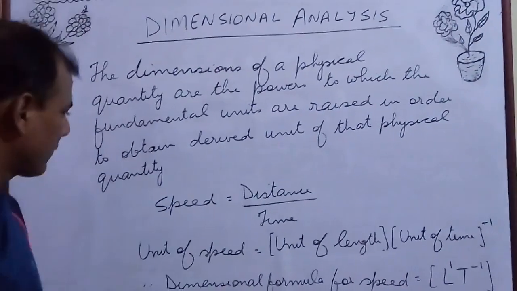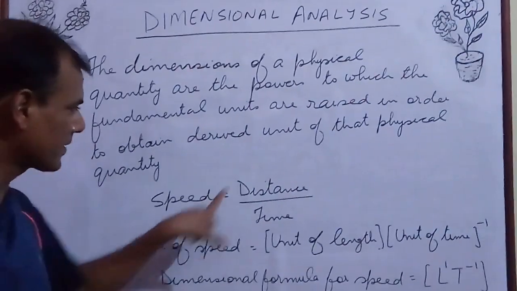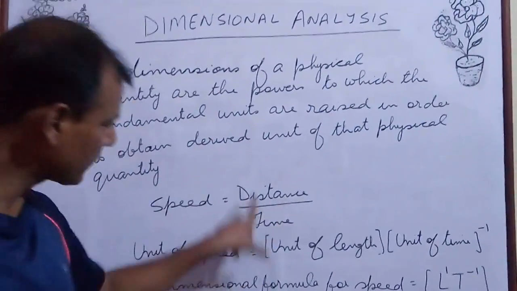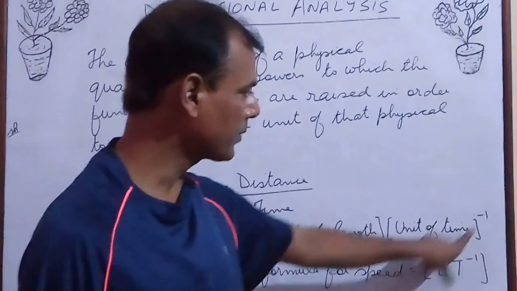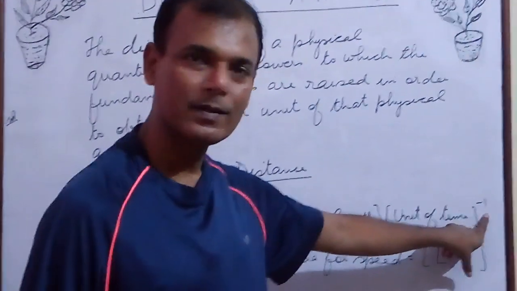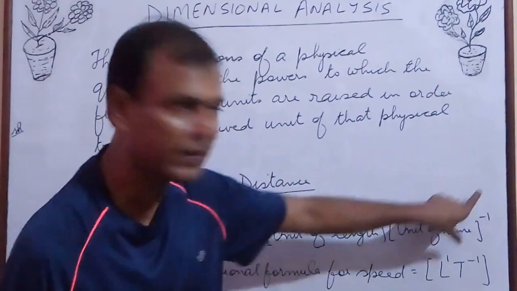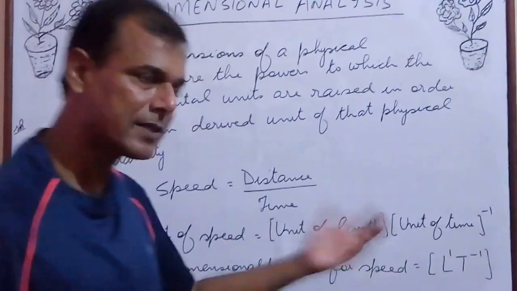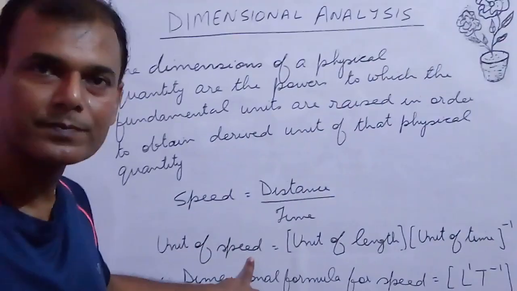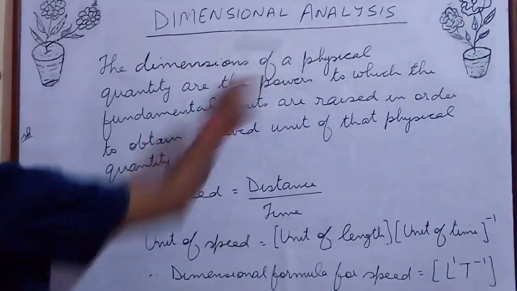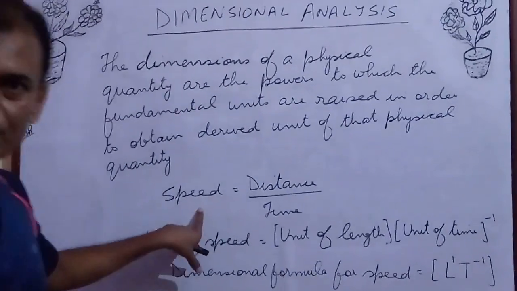All of you know the formula for speed. It is distance upon time. So the unit of speed is unit of length and unit of time to the power minus 1. This length raised to the power 1 and this time raised to minus 1 is called the dimensional formula for speed. So the definition becomes the dimensions of a physical quantity. In this example, we have taken speed.